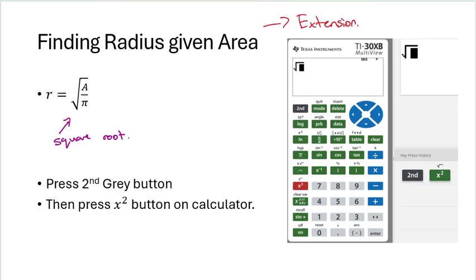So if you were asked to find the radius given the area, this is how you would do it, okay? It's just the square root of A divided by pi. Now, in order to get the square root button, you need to press the second button and then press the square button again. As you can see just above, highlighted in yellow, that symbol there is the square root. To get that symbol, you've got to do those two things.